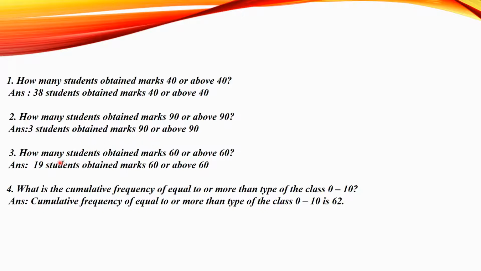How many students obtained marks 60 or above 60? The answer is 19 students obtained marks 60 or above 60. What is the cumulative frequency of equal to or more than type of class 0 to 10? The cumulative frequency of equal to or more than type of the class 0 to 10 is 62.